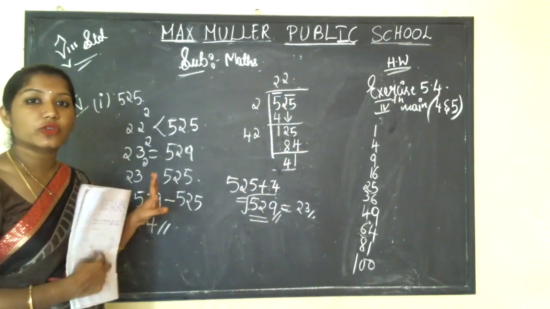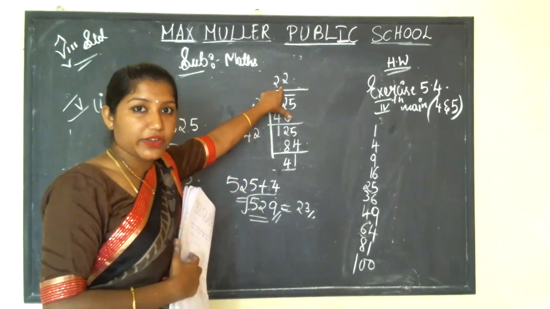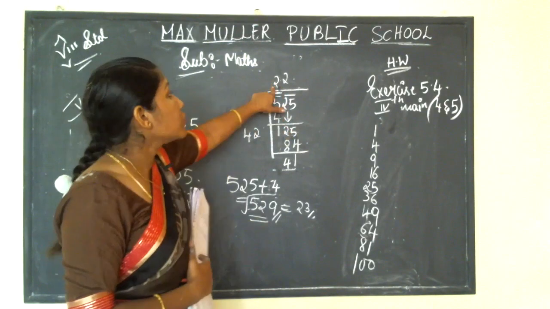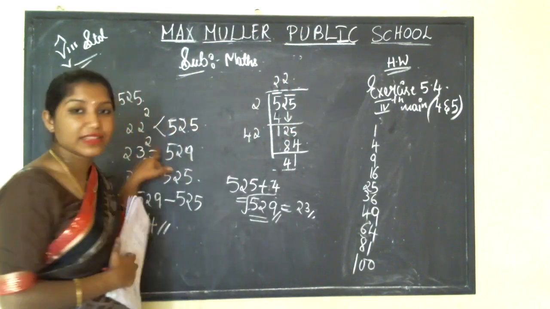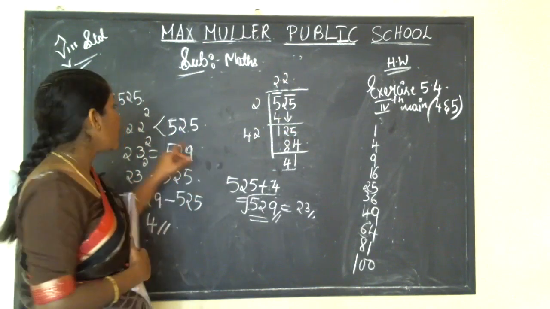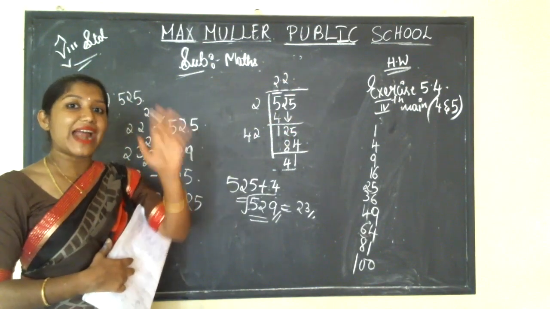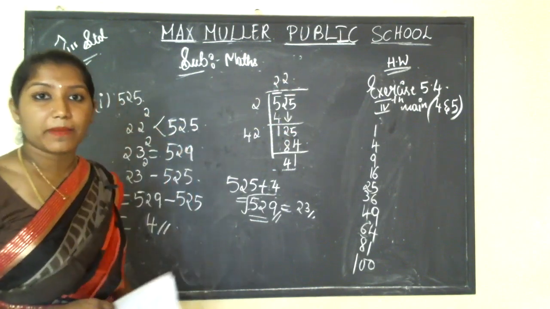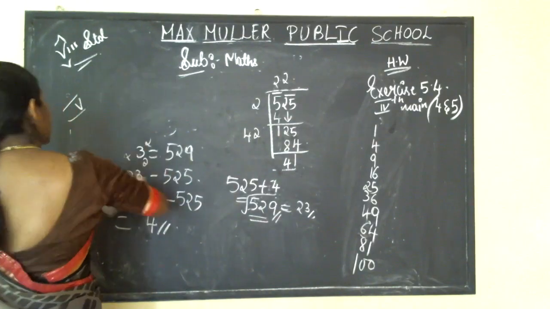Hope all understood how to do this. First, you find the square number for this, that is 22. Actually, by seeing the number only, we can make out this is not a perfect square number. After 22, what number comes? That is 23. You know the square of 23 is 529. So 529 minus 525 gives you 4, and if you add that 4 to this number, you will get the perfect square number. Hope all understood. If you do by this method, it becomes easy.